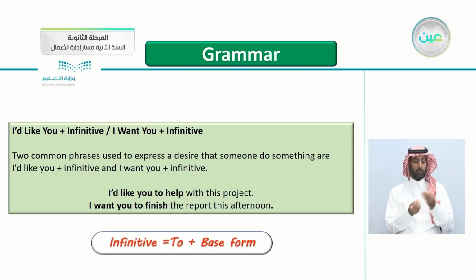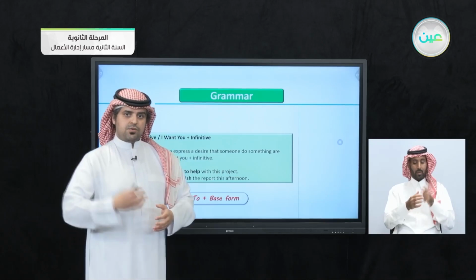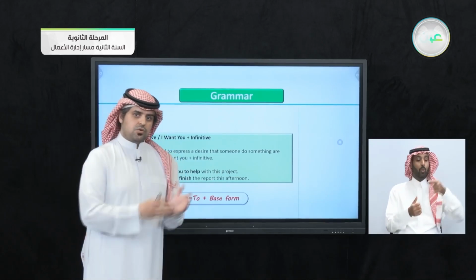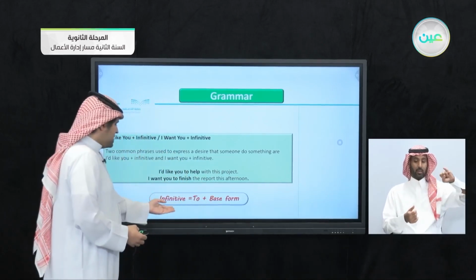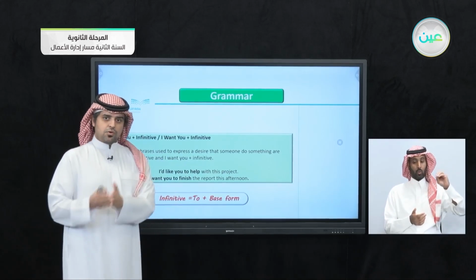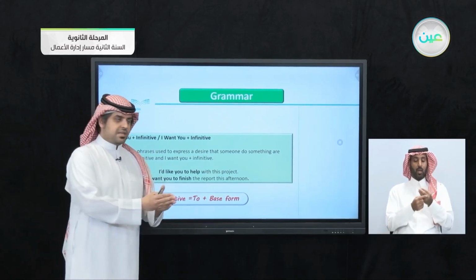First of all, the infinitive is to plus the base form. To plus the base form. I'd like you to go. I'd like you to sit. So to sit, to go. Here is the infinitive form. To plus the base form.